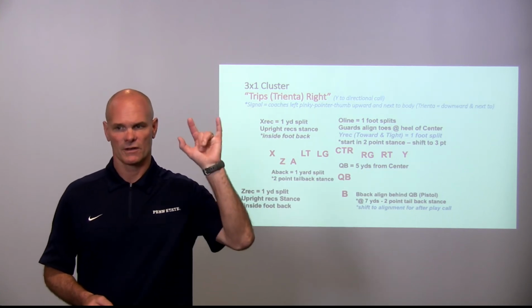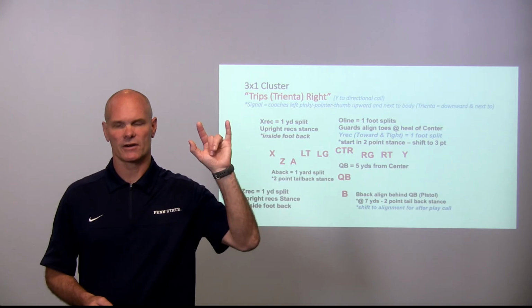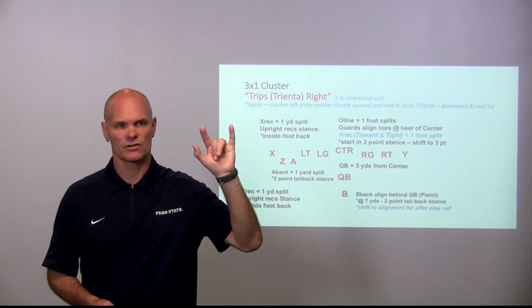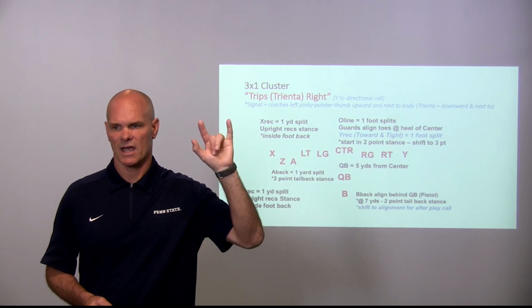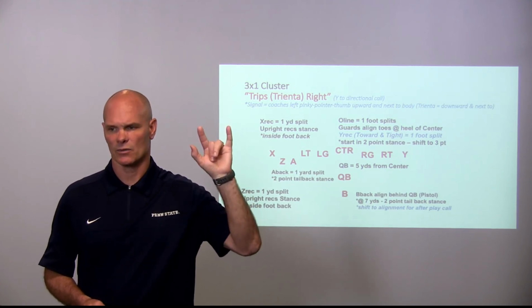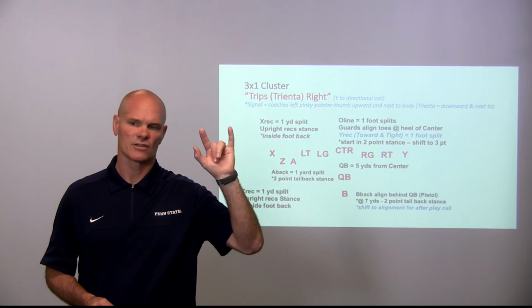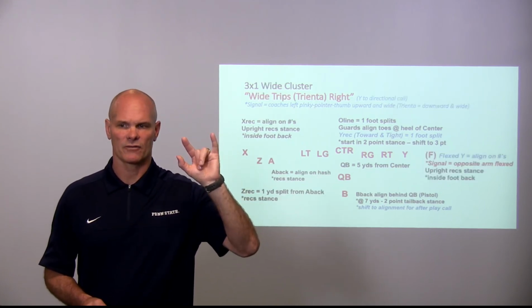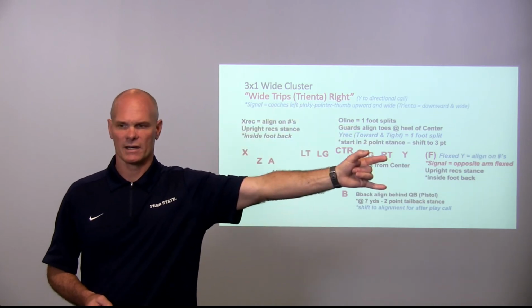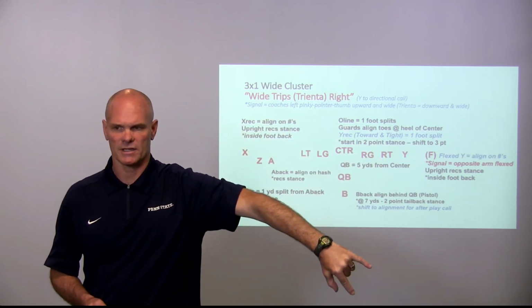Again, we're going to do this type of signal. This is the tricky one. Again, the strength goes to, the Y goes to the directional call, so this would actually be a trips right with the Y and the 3 receivers to the left. There they are in a bunch. Again, we're close to the body. If we want to go ahead wide, it's away. And again, Trienta would be down, switching the A and the B.